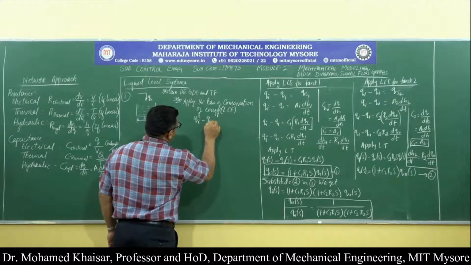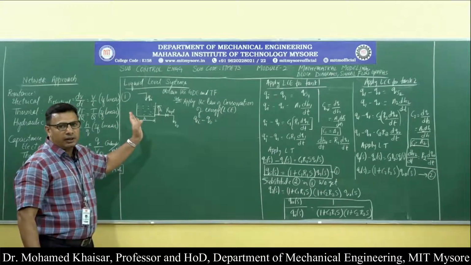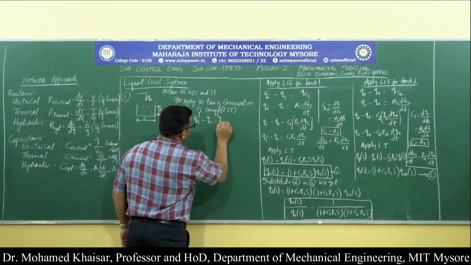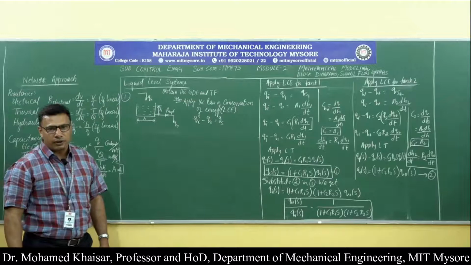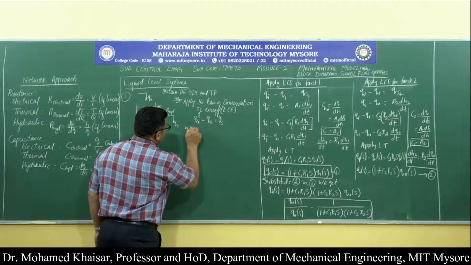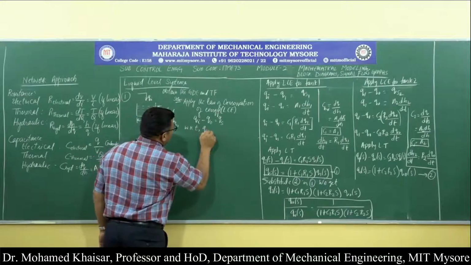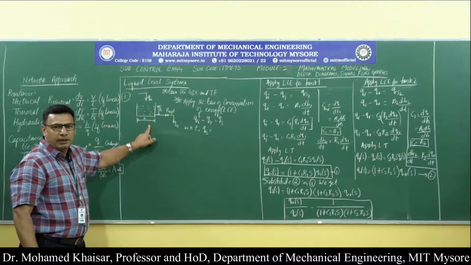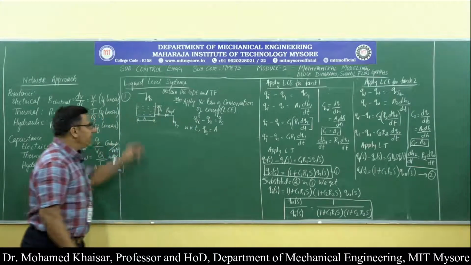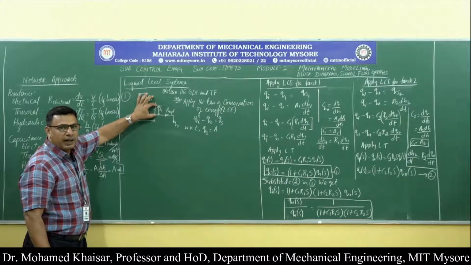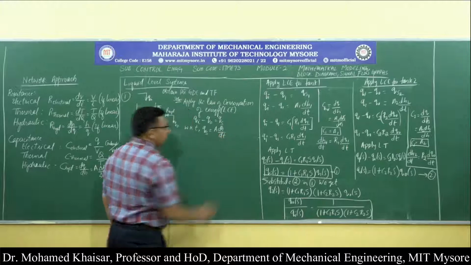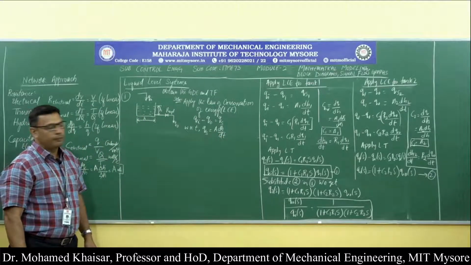Qi minus Q naught, the rate of inflow minus the rate of outflow, will be equal to the quantity of liquid that is getting stored inside the tank. Now we also know that the quantity stored in the tank will be equal to A into the rate at which the head is going to change with respect to time. So A into dH by dt.